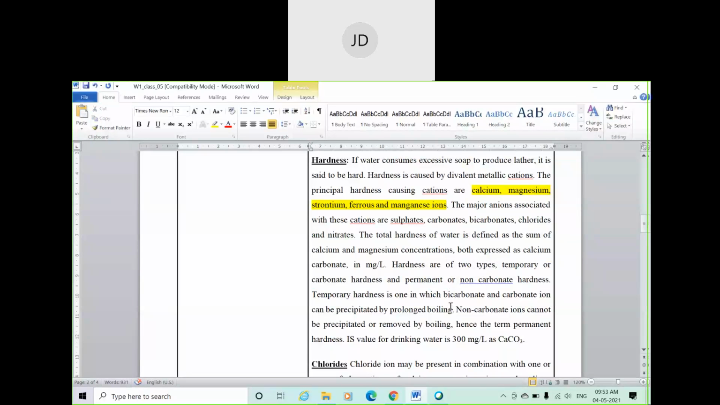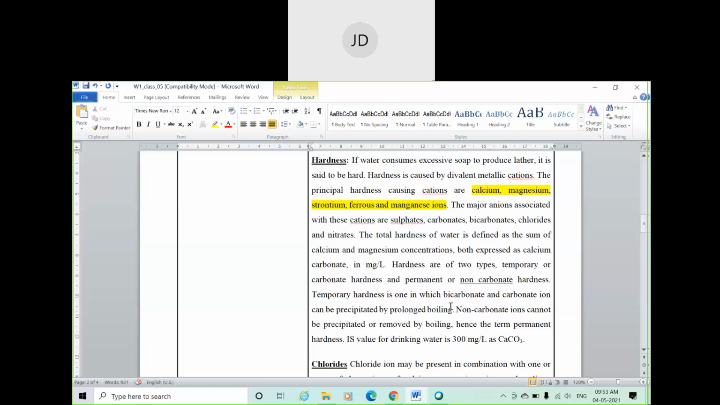Temporary hardness is produced by carbonate and bicarbonate ions like CO3 and HCO3. If a particular water has both temporary hardness and permanent hardness, and you want to purify impure water, usually we boil the water. But boiling is not enough, because from boiling you can only remove the temporary hardness of water, that means the hardness caused by carbonate and bicarbonate.